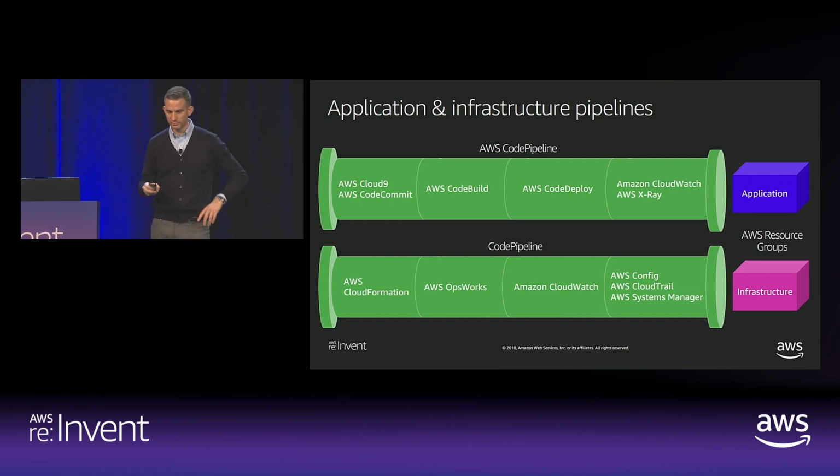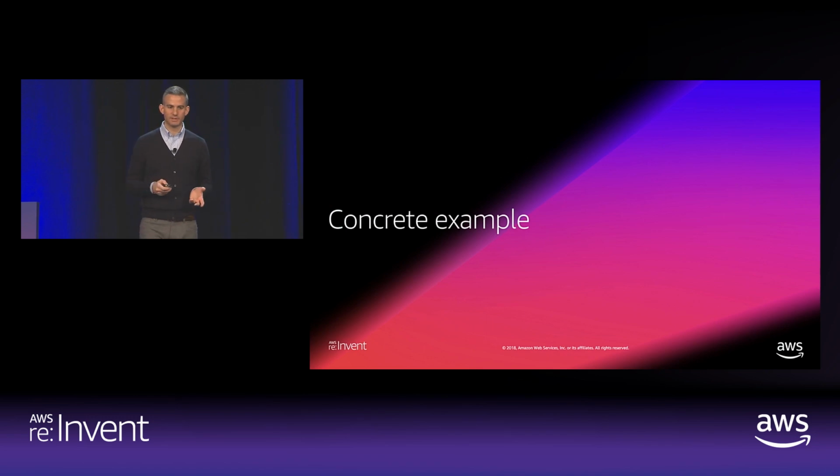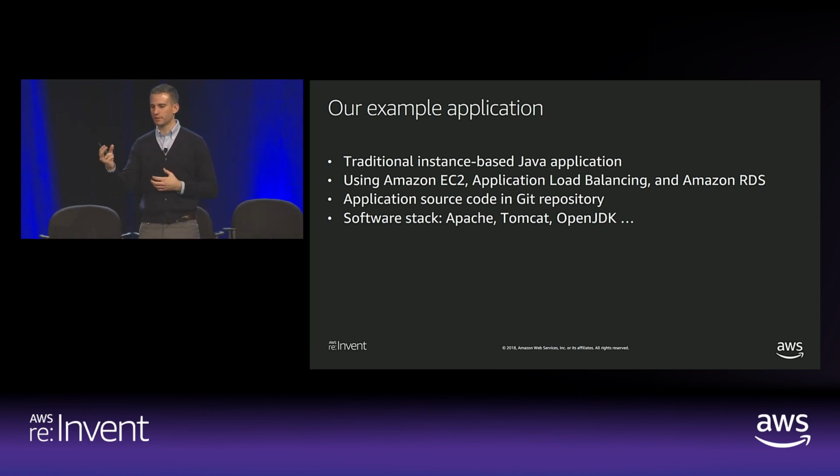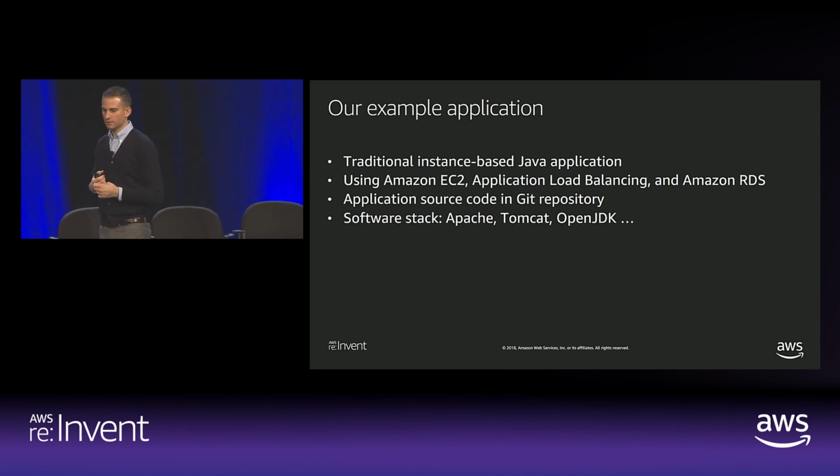Now, to make this very concrete, because up until this point, this is very, very theoretical, right? Let's pick a simple example of an application that we want to run here. So let's say we have a very traditional instance-based Java application, right? I think this is a very common stack that you will find. It uses maybe EC2 and a load balancer and an RDS instance to run. You have the code somewhere in Git, and then you want to run a certain version of Apache, Tomcat, OpenJDK, and so forth. How would you actually make this work with the management tools for the whole deployment story?